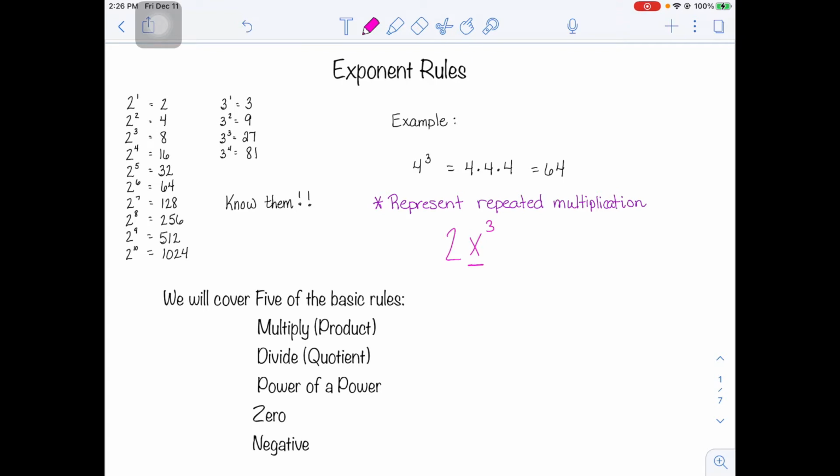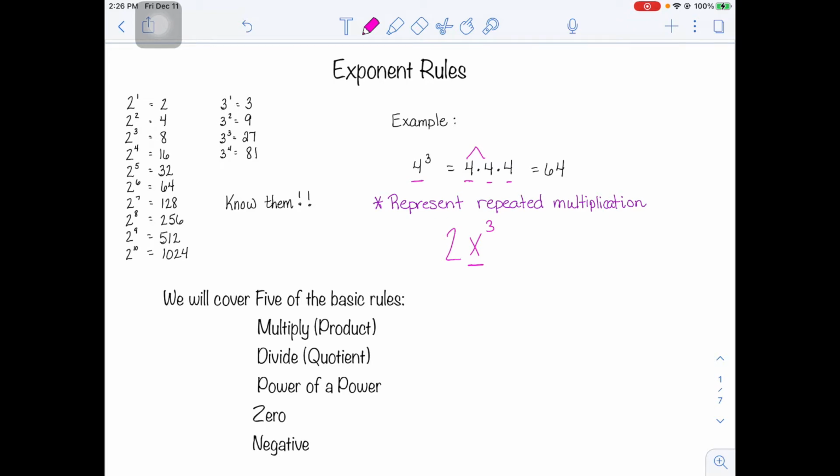So for example, 4 to the third power is really just 4 times 4 times 4. It's not 4 times 3. That's a misconception a lot of people get, and they try to multiply 4 times 3 and get 12, and that's wrong. It's 4 times 4 times 4, which is 64, because 4 times 4 is 16, 16 times 4 is 64. So make sure you understand this is the expanded form of what's actually happening. The base of this would be 4.